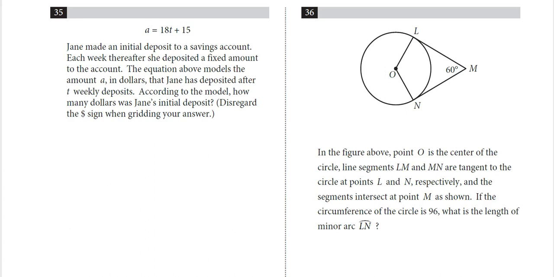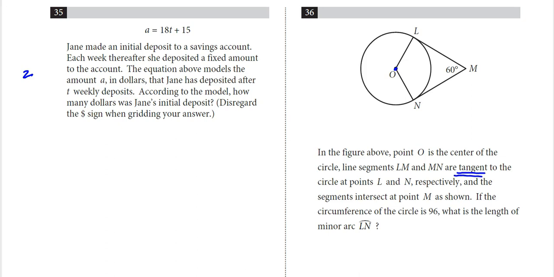All right, number 36. We got a little bit of geometry going on here. Some circle stuff. So in the figure above, point O is the center. That's cool. Lines LM and MN are tangent.